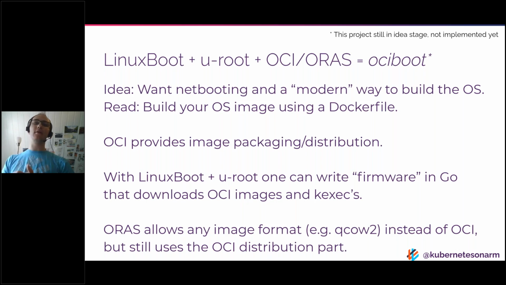I'll come back with a picture of this. OCI provides image packaging and distribution, so we don't have to reinvent the wheel. We can write all of this firmware in Go. There are already pre-made libraries and everything. And if we don't want to use the OCI container format as the image, then we can just distribute any image, for example a QCOW2 image, using ORAS instead.